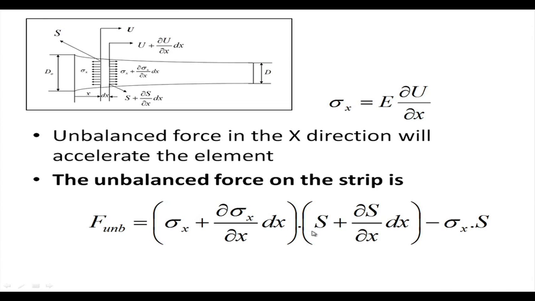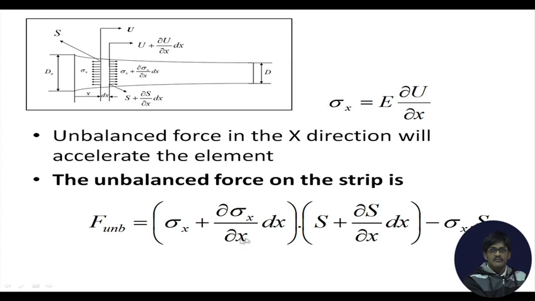So, this will give us the unbalanced force. We can just multiply these and get the products. For example, we will have sigma x into S, sigma x into del S del x into dx, then del sigma x del x into dx into S, and so on. Let us see how it comes out. A number of terms will cancel out. For example, sigma x into S will cancel out with this sigma x into S, etc.